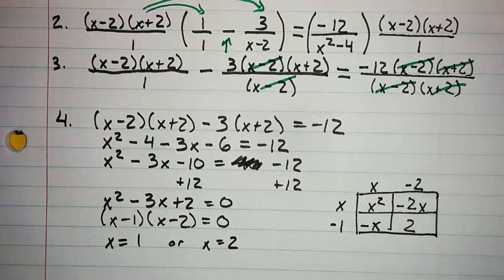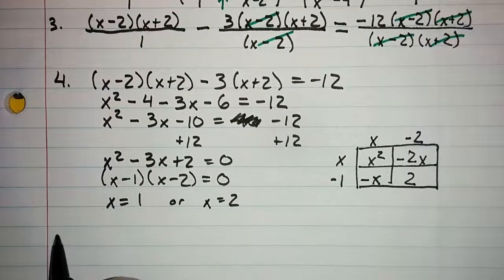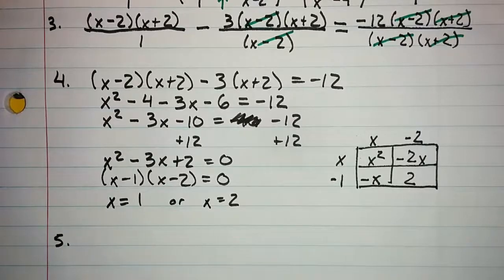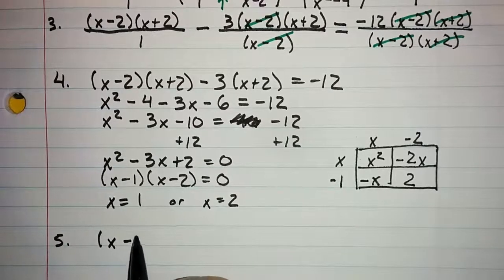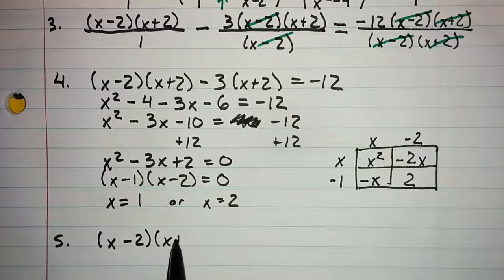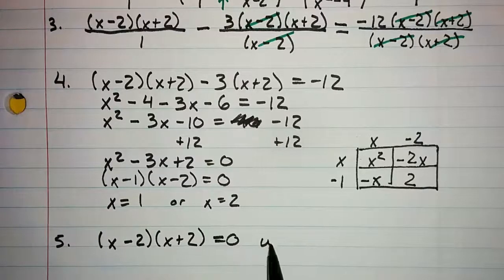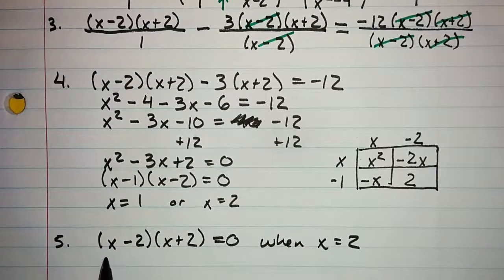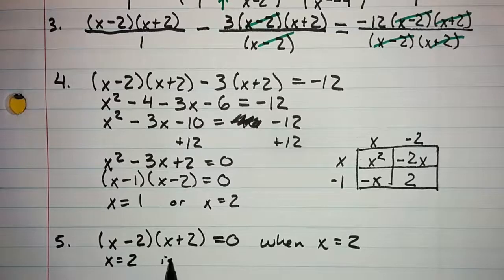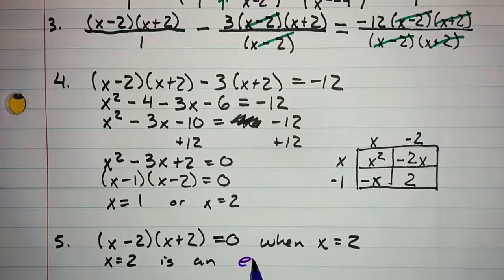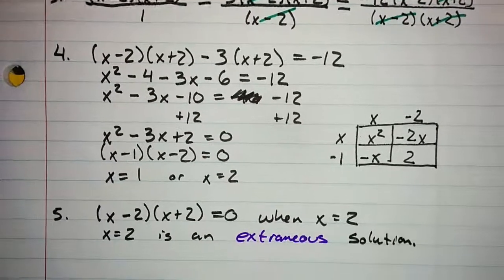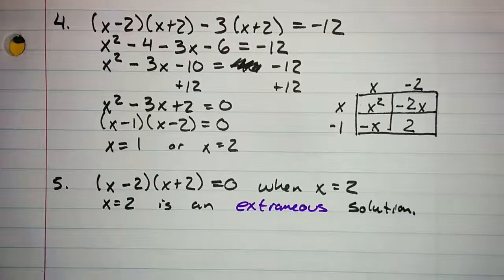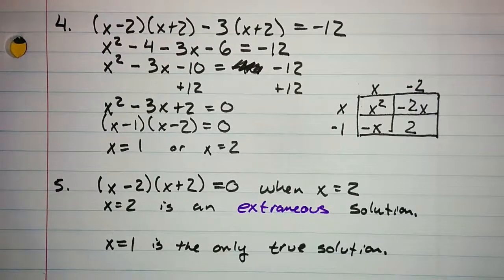But wait, I'm not done. I multiplied by x minus 2 times x plus 2. And that equals 0 when x equals 2. So x equals 2 is an extraneous solution. The only real solution is x equals 1. The only solution to this equation, then, is x equals 1.